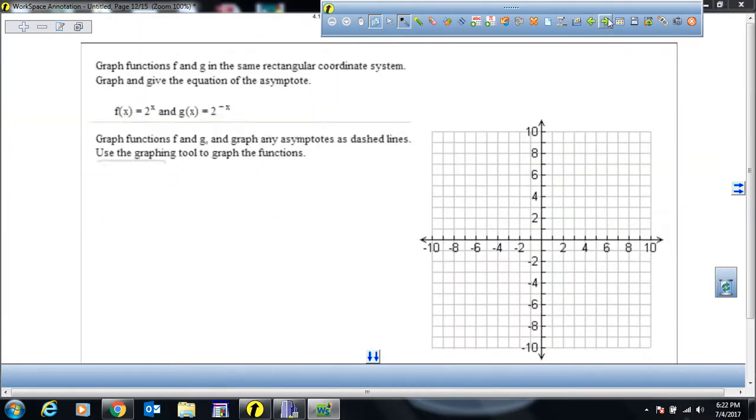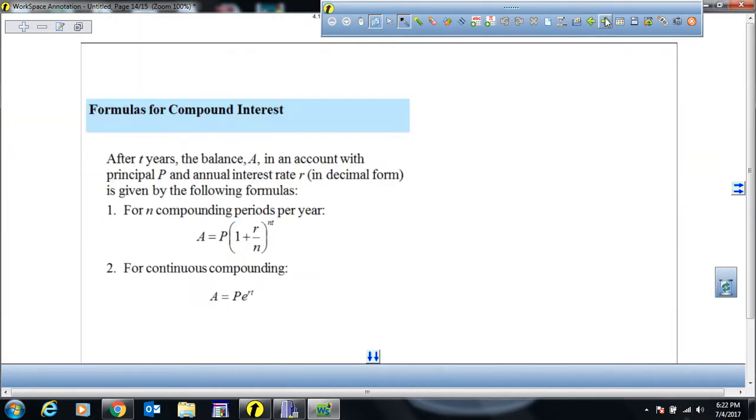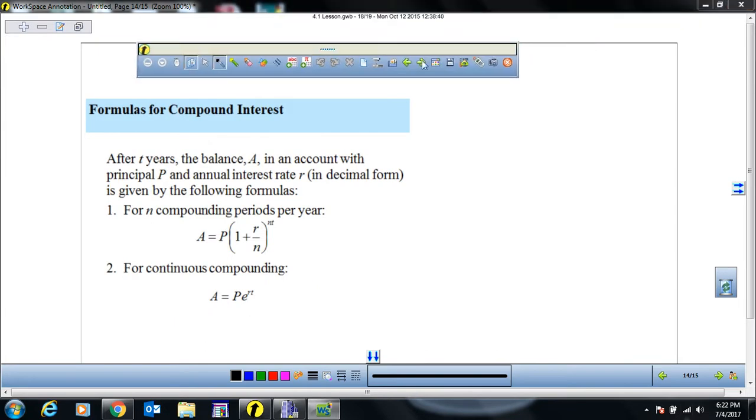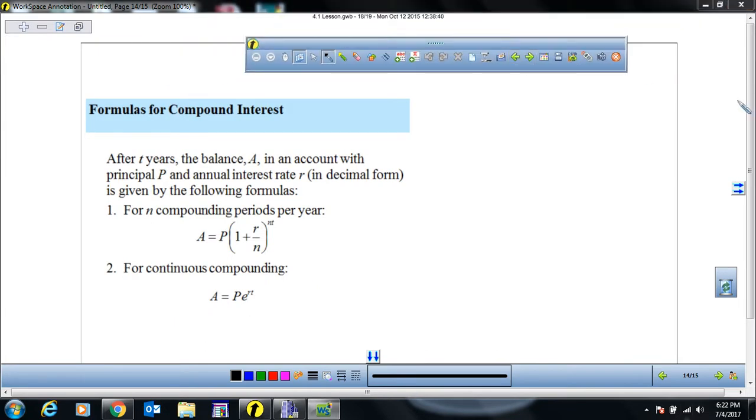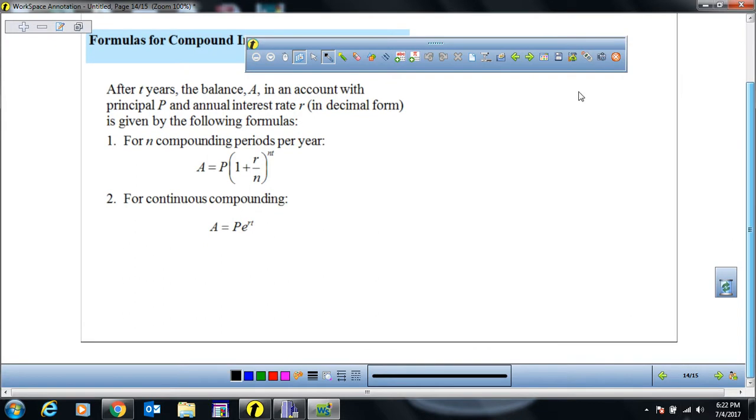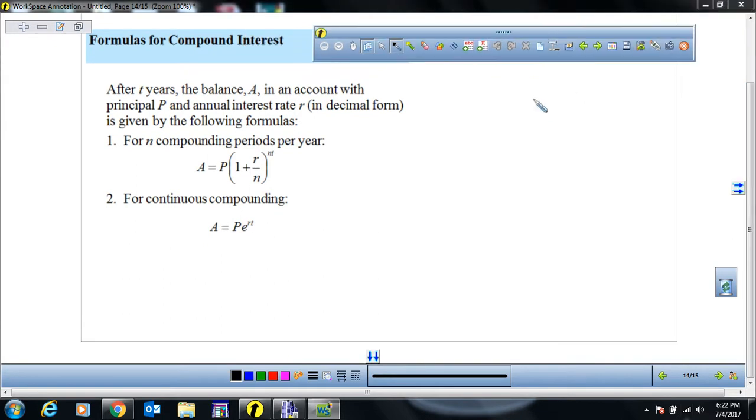Now, what we are going to do next is cover the formulas for compound interest. This is an application of exponential functions. After t years, the balance A in an account with principal P and annual interest rate R in decimal form is given by the following formulas.